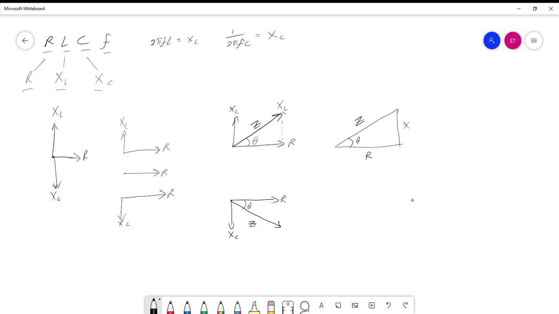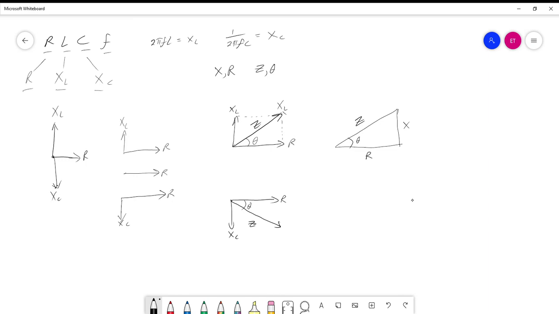Okay, so that's Z and theta. And all the information is contained in these values. Altogether, you have a certain amount of X and R. You also have a certain amount of total impedance and a phase angle between voltage and current.